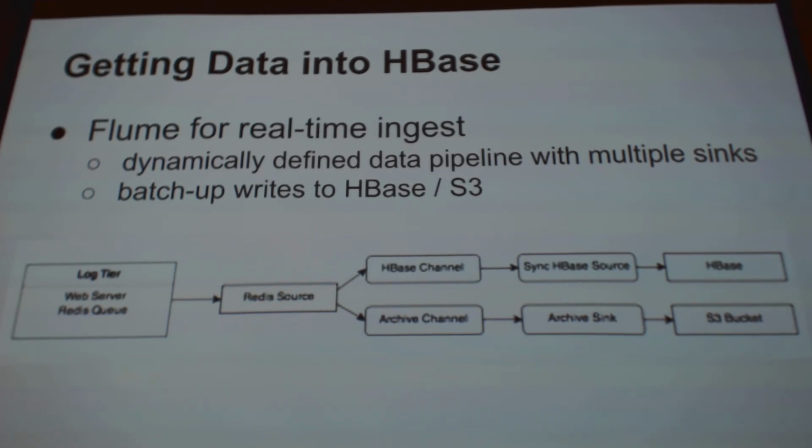So my name is Harpreet, and I'm going to dig a bit deeper into the overall architecture of how we're building this new system on top of HBase. As you can see here, we're using Flume for real-time ingest. Flume is a dynamically defined data pipeline with multiple sinks, and we use it basically to batch up our writes, which go to HBase and to S3. Flume has this capability to take your events and channel them to different channels and put them into different sinks.